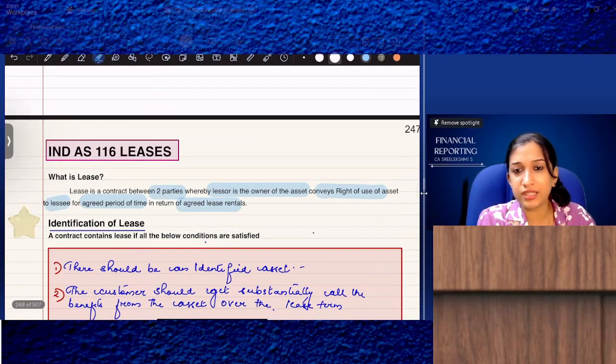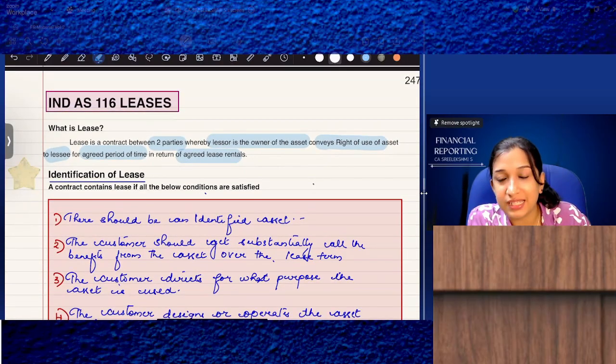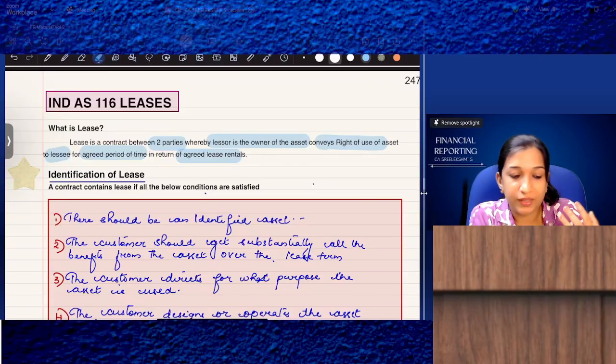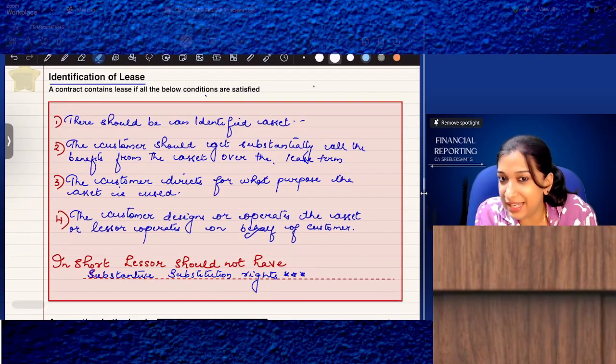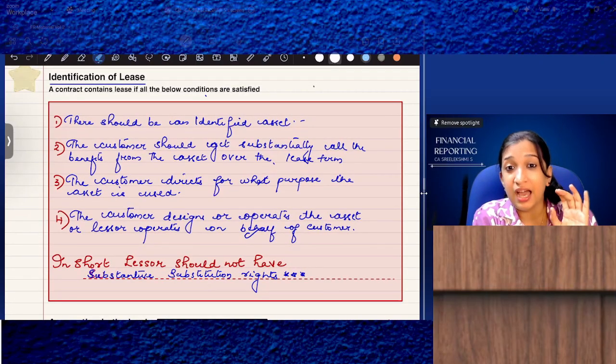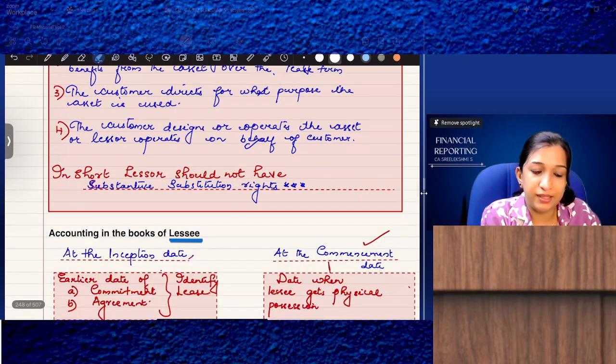Now, we need to study the accounting in the books of lessor and the accounting in the books of lessee. First we are going to do the accounting in the books of lessee. In the books of lessee, at the inception date, what is the inception date?